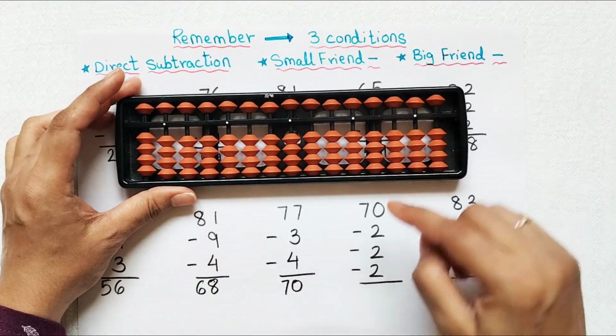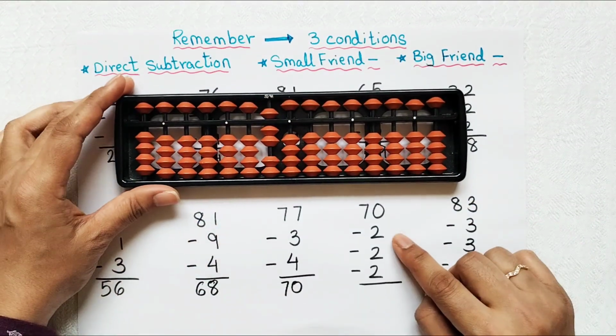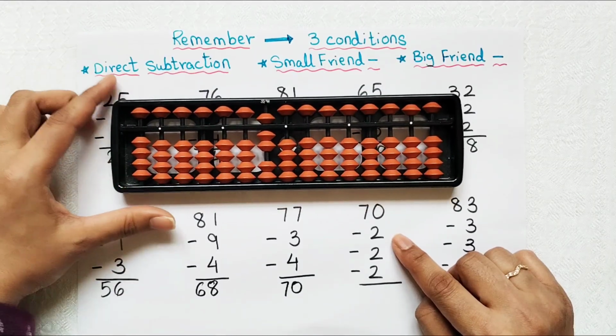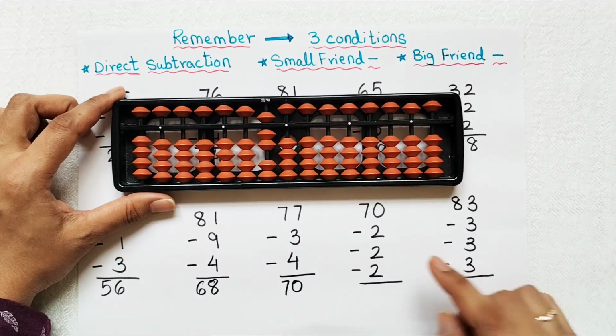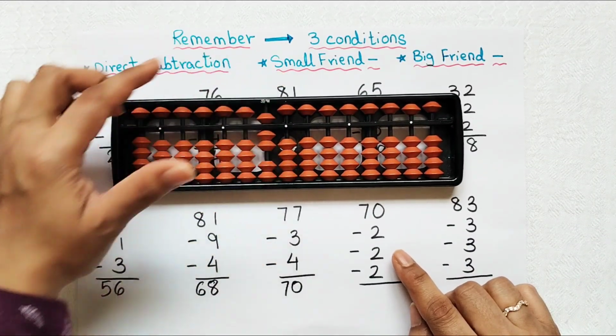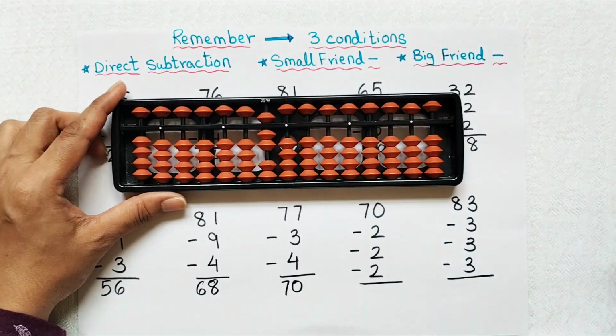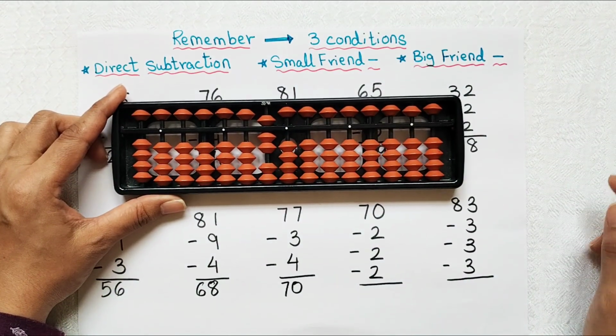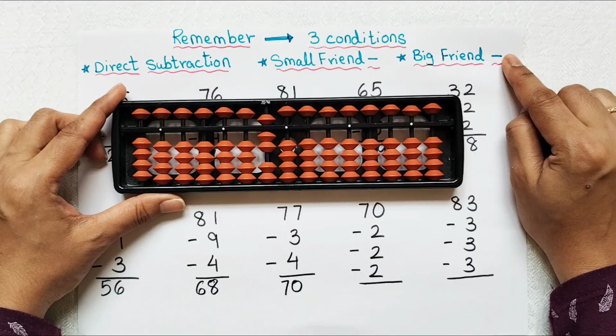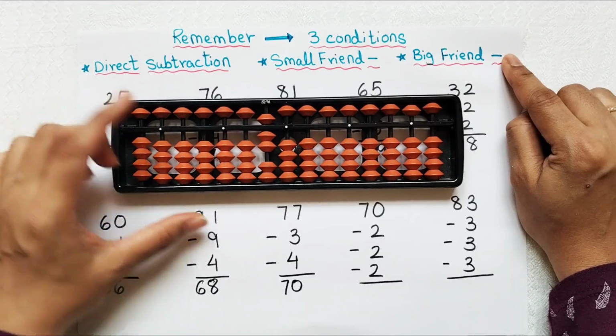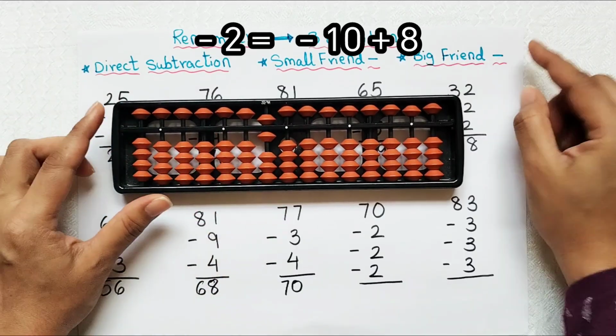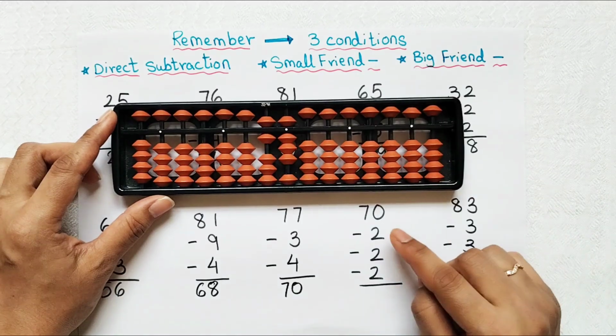Next, 70. Now less 2. Again, direct subtraction I cannot do. So, can I do small friend? No, I cannot even use small friend here. What should I do? I have to use the big friend subtraction formula. That is less 10 plus 8.